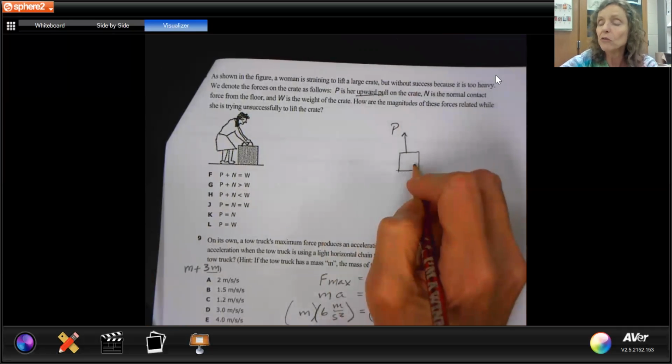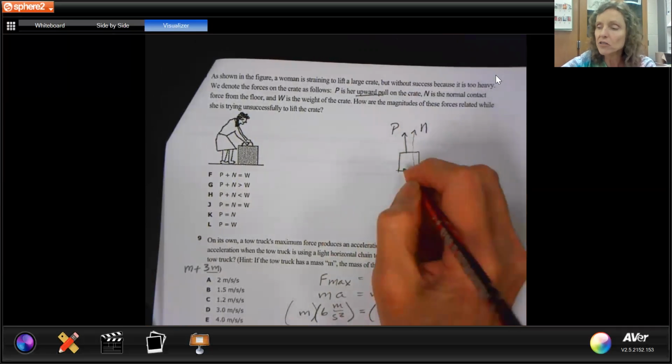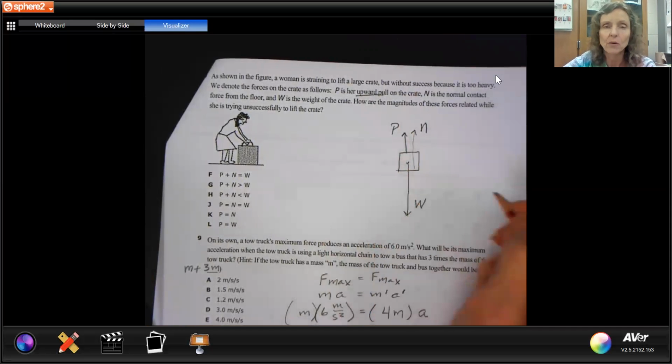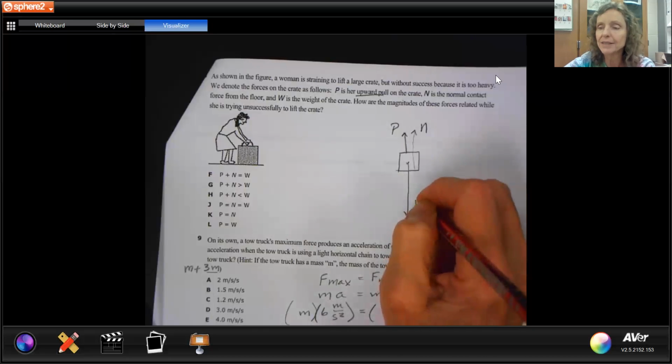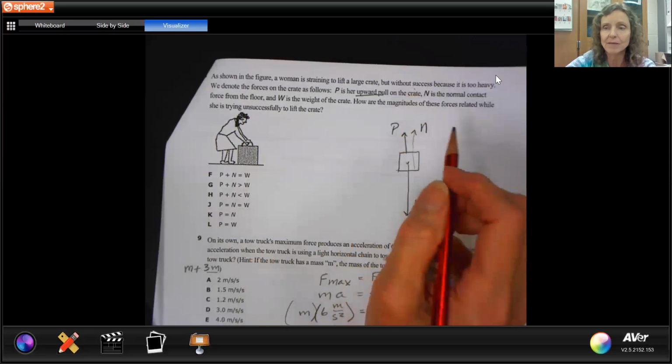And then I also have the normal force, right? Coming from the floor, going on up. So I have a normal force. And then I also have weight straight down in the center of the earth. So I have 2 ups and a down. What do I know about those things if the crate doesn't move? She's trying unsuccessfully. It says without success, it doesn't move.